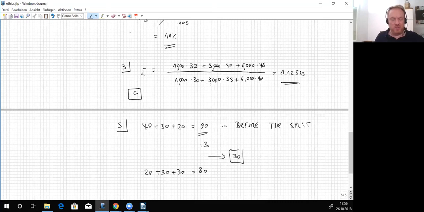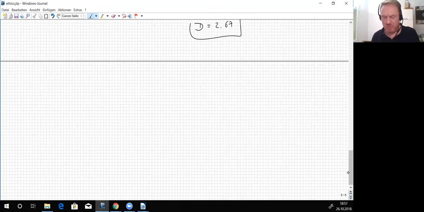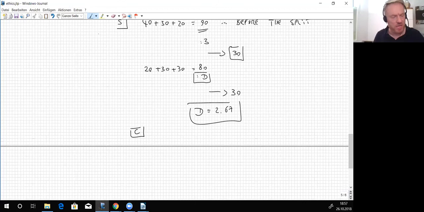And the answer is, so I can just write it down again, we divide by D, not knowing the exact number, but we want to get 30 just as well. So the price index must not change, be it before the stock split or afterwards. By which number do we have to divide? And the answer, of course, is D has to be equal to 2.67, if I may round it to two decimal places, which is answer C.